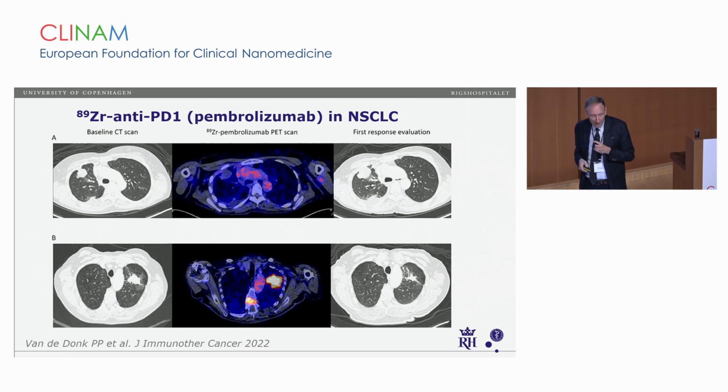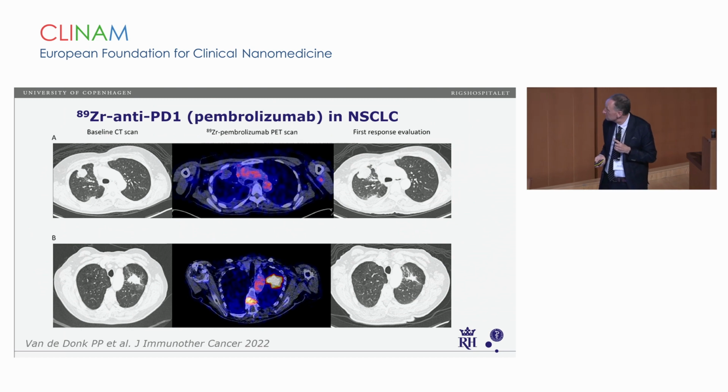If we look at the other part, this is an example of an anti-PD-1 labeled marker, and this is a case of non-small cell lung cancer.